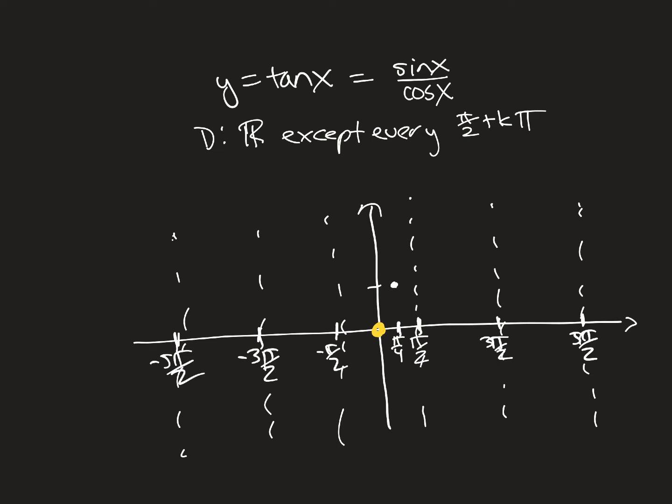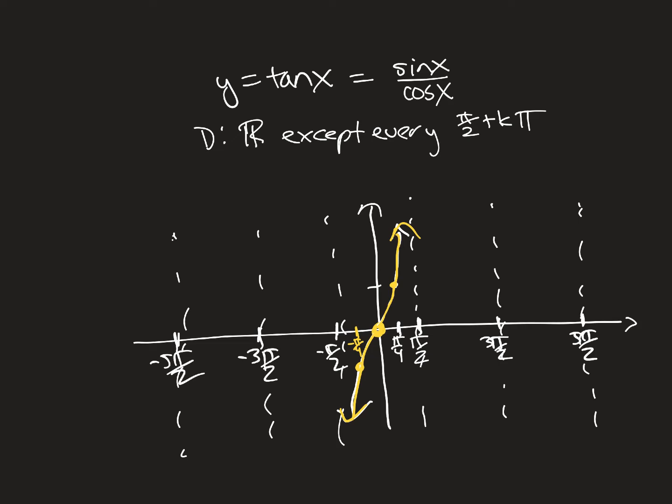And as I get close to pi over 2, when cosine goes from 1 to 0 and sine goes from 0 to 1, we're going to get that explosive behavior going towards positive infinity. Whereas when I go towards negative pi over 2, when cosine's positive, but sine is negative, we're going to go towards negative infinity. And I could have plotted negative pi over 4, and tangent of negative pi over 4, instead of being up at 1, will be at negative 1.